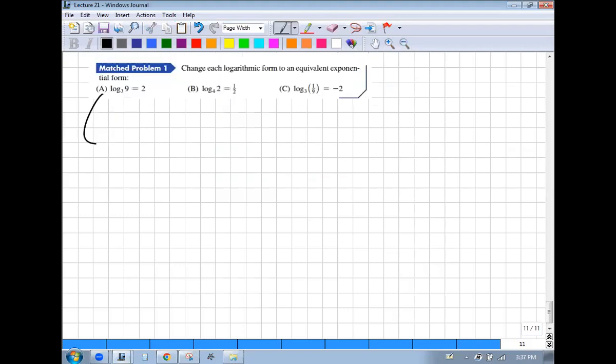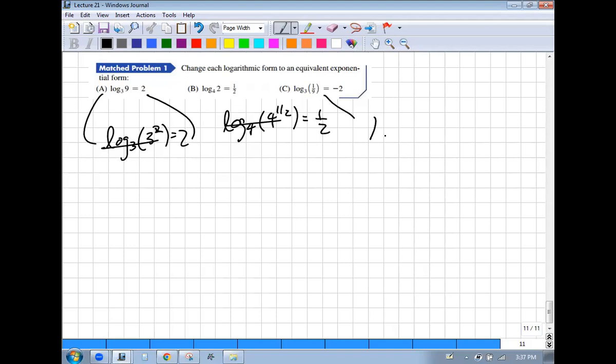So log base 3, 9 is 3 squared. So those undo one another. You just get 2. This guy, log base 4. The 2 here we're going to have to write as 4 to the 1/2. So those undo one another and you get a half. C here, we'd have to write the 1/9 as what, a 3 to the minus 2, right? This would be 1/3 squared or 1/9. Then those undo one another and you get a minus 2.